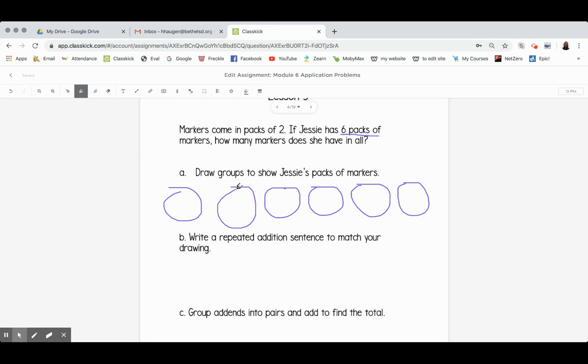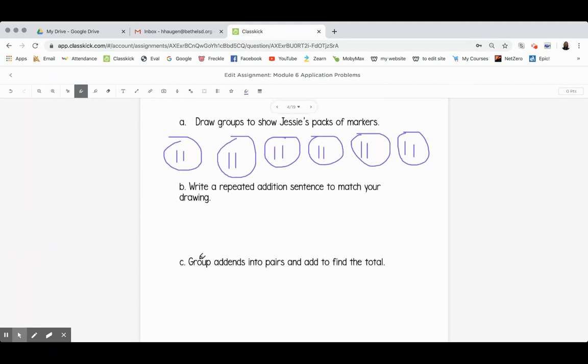Okay, now that I have 6 groups, now I need to figure out how many she had in each. And it tells me at the top here that markers come in packs of 2. So in that pack, she got 2 markers. In that pack, she got 2 markers, and so on. So go ahead and draw that on letter A in your application packet. And please pause the video if you need more time.